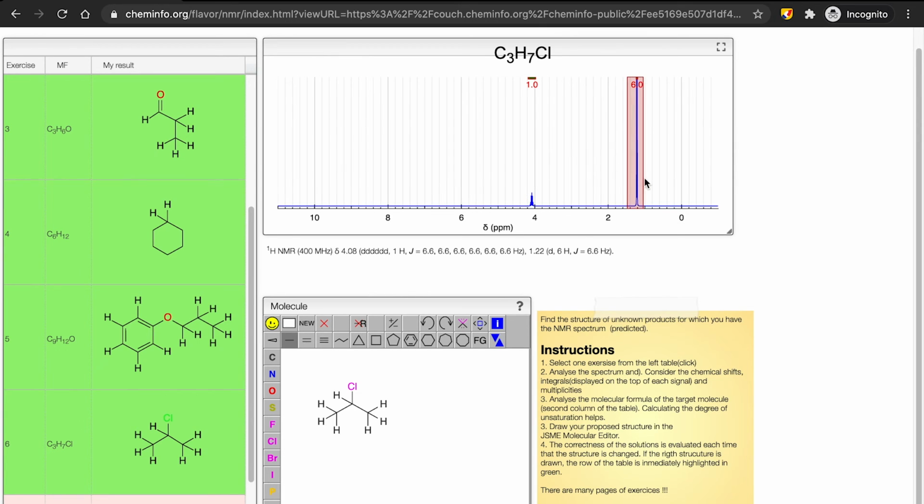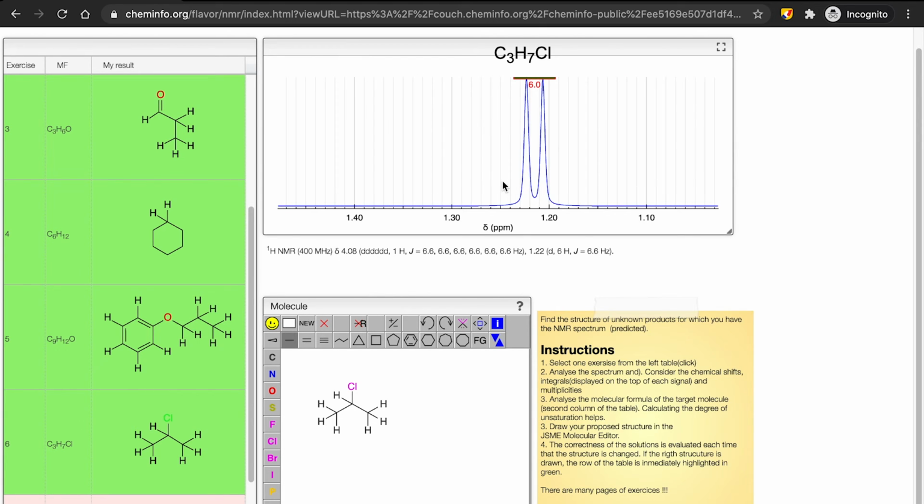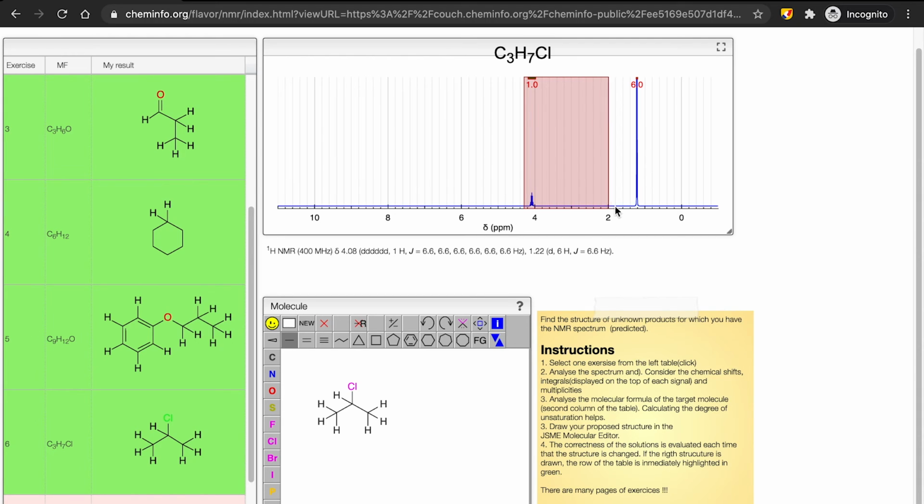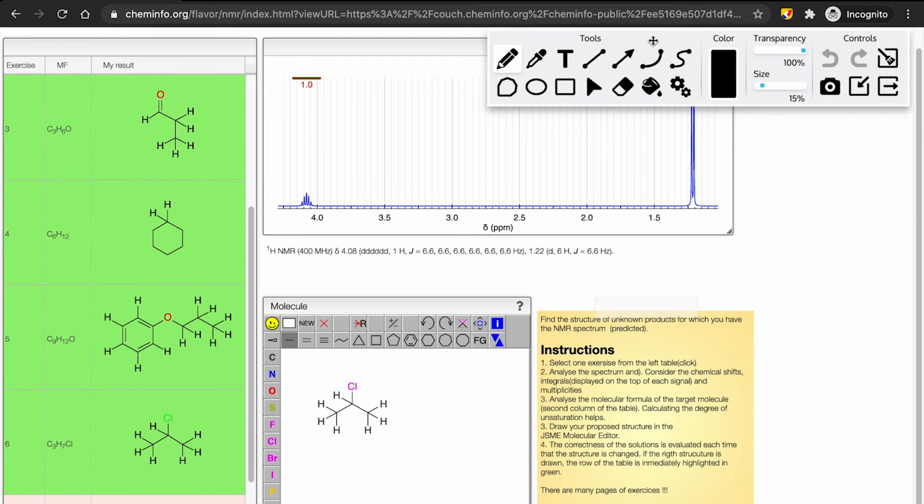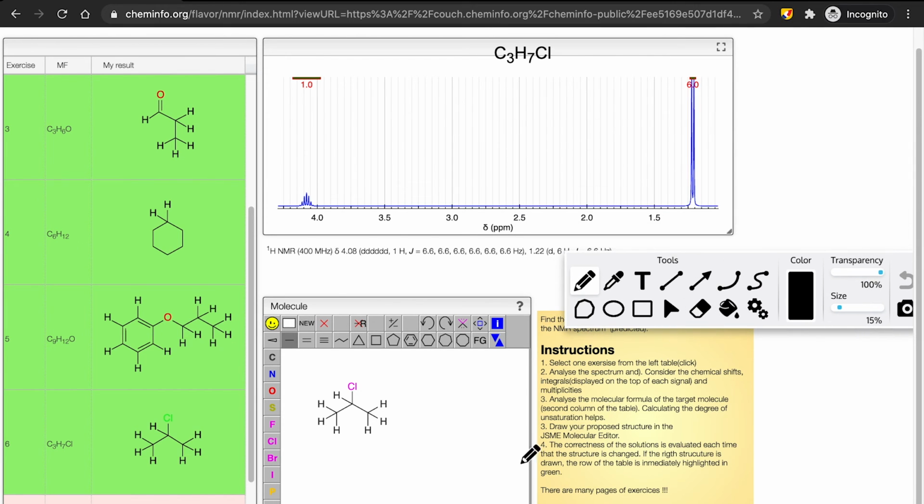And then this one right here is a doublet. So keep that in mind. The one on the left is a septet, 7, and the one on the right is a doublet, 2. So when we assign the protons to the signals, it'll make sense.